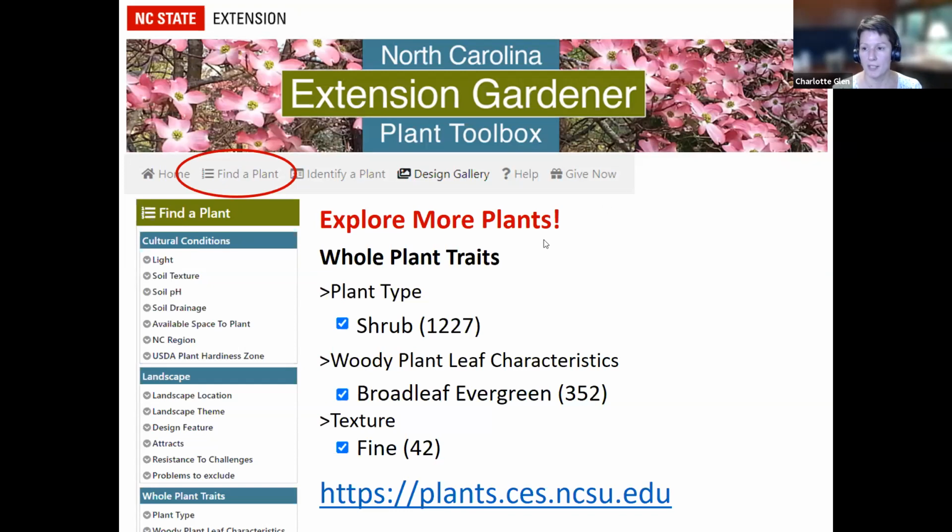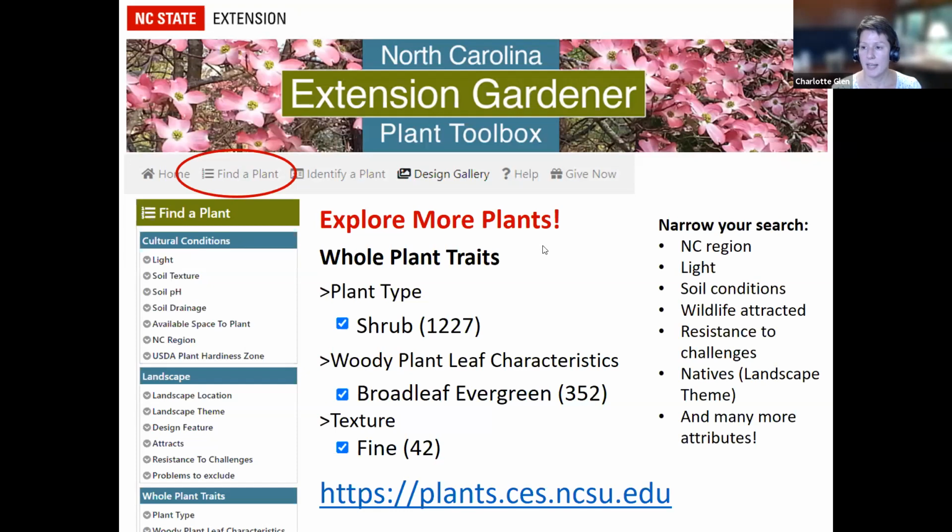listed in the toolbox for that, so you can go there and look up more possibilities, and you can further narrow your search by many different factors, including where you are in North Carolina, if you're looking for something that attracts wildlife, if you want something native, and many, many other attributes. So I encourage you to check it out.